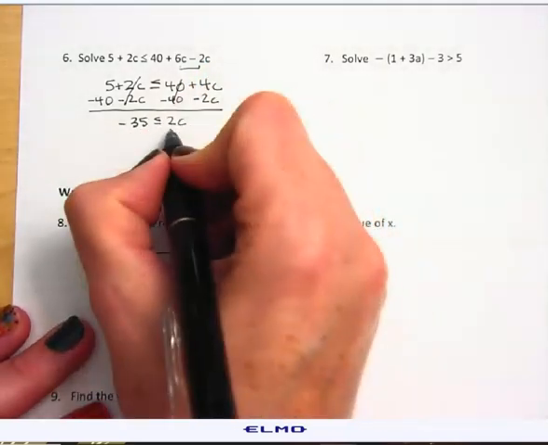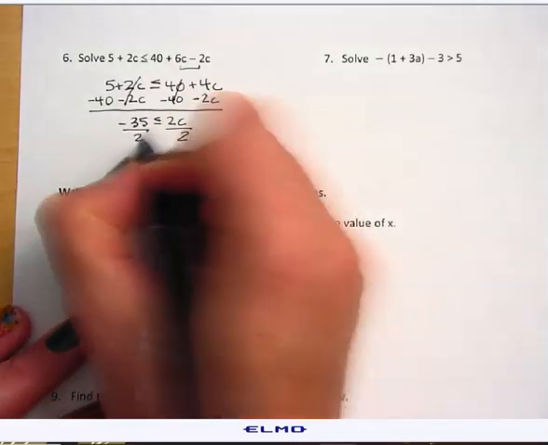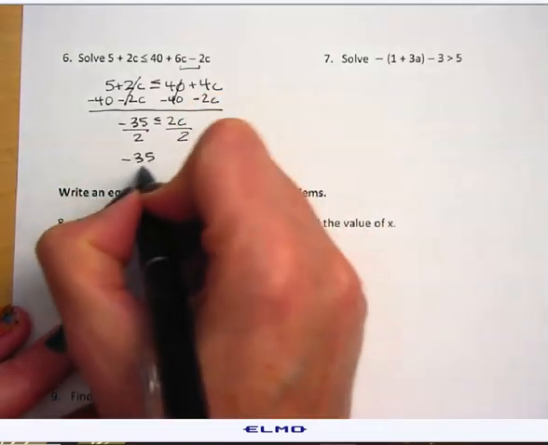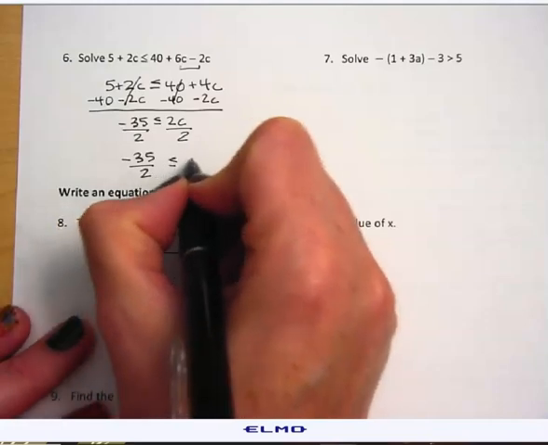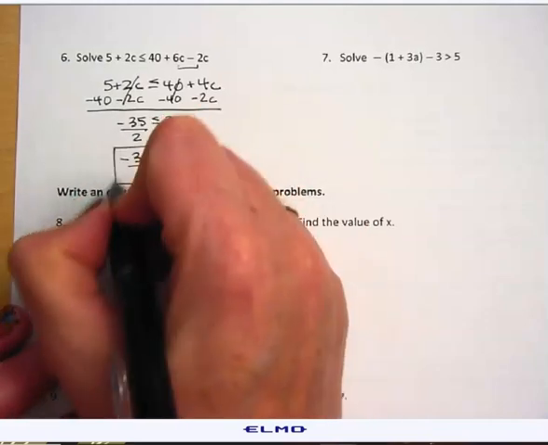Now I divide both sides by 2, and I have negative 35 halves less than or equal to c, and you can leave it as an improper fraction if you like.